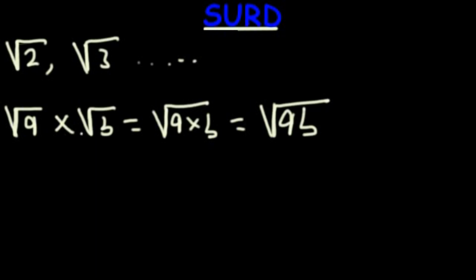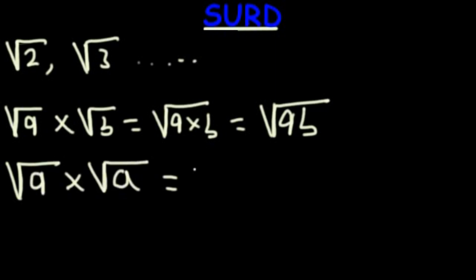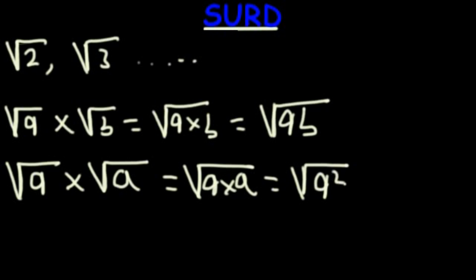Now, what if the surds turn out to be like surds? What if they are the same? So when two like surds are multiplying each other, let's say we have square root of a multiplying square root of a. So this simply equals square root of a times a, which is what? Square root of a squared. And square root of a squared is a, because squared and root will cancel each other.